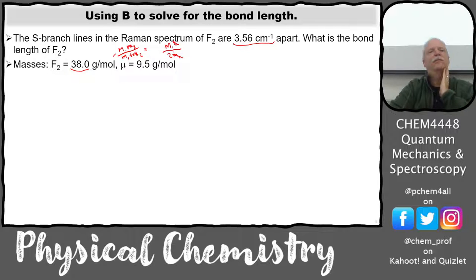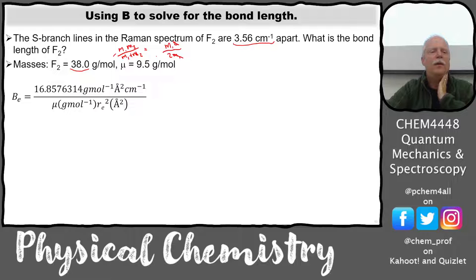And so that doesn't seem to work out, does it? Yeah, 9.538. Anyway, I may have a mistake here, but let's go on with the problem. So then we put in that reduced mass here for mu. We have our note card constant, and we solve for the bond length.